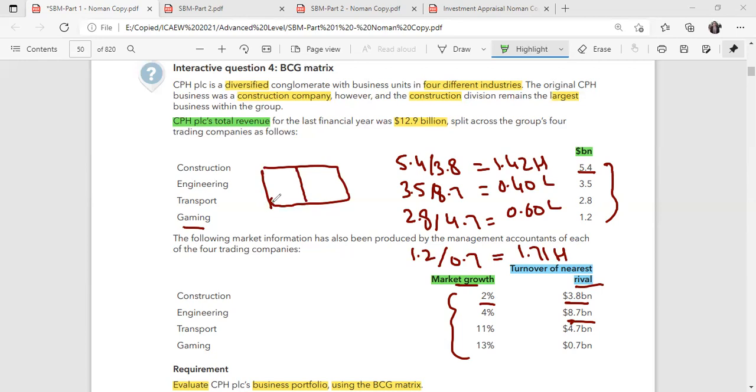You will take the market share, you will use your own revenue figures, and then you can say: definitely gaming is basically our star. Transport sector is basically our question mark. Engineering sector is basically our dog. And construction sector is basically our cash cow.